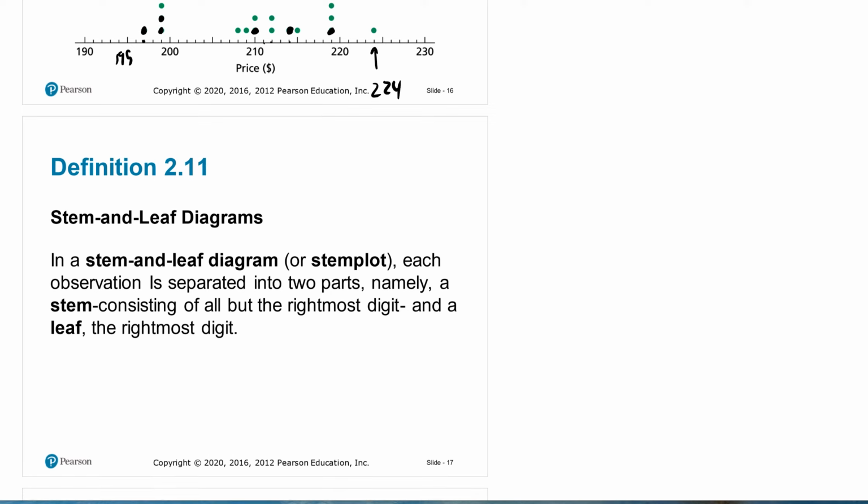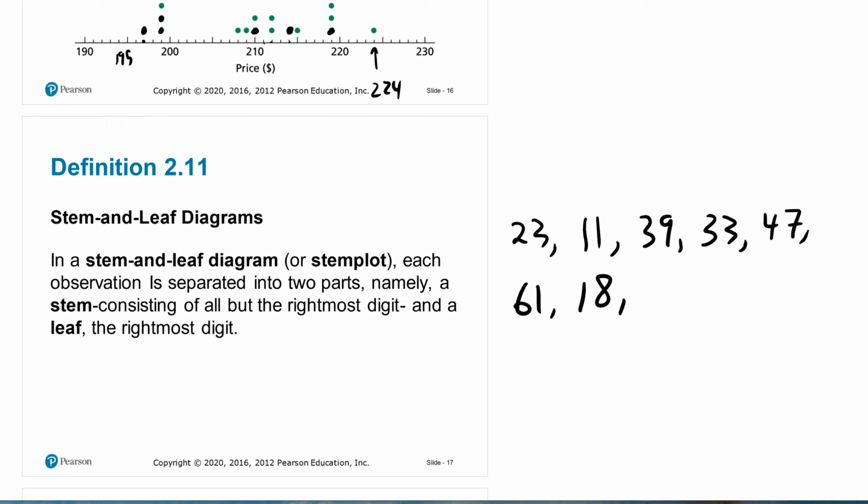Now stem and leaf plot. With stem and leaf, they usually give you numbers with 2 digits and higher, like 3-digit, 4-digit. If it's a 2-digit number, the way it works, let's say they give us 23, 11, 39, 33, 47, 61, 18, 19, 18 again, 31, and 22. Let's say they give us easy data like this.